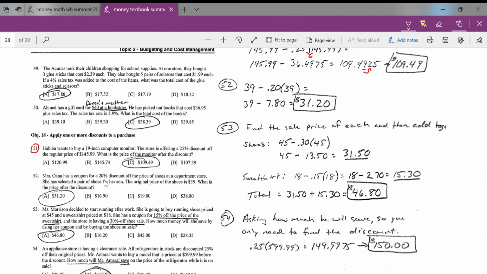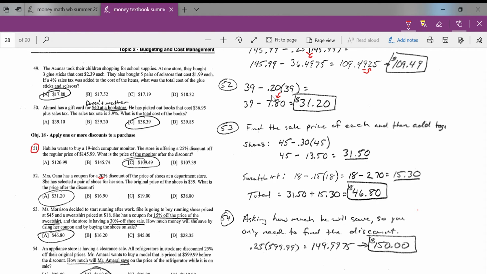Okay. Number 52. They have a coupon for 20% discount off the price of shoes at a department store. She has selected a pair of shoes for her son. The original price of these shoes is $39. What is the price after the discount? So this is basically the same problem, so you'll see the same setup. We have the regular price here. We need to find the amount of the discount, which is 20% of 39. So we change that 20% to, again, you move this twice, 1, 2, so 0.20 times 39. That gives you $7.80 is the amount of the discount. So we take 39 minus $7.80 equals $31.20.